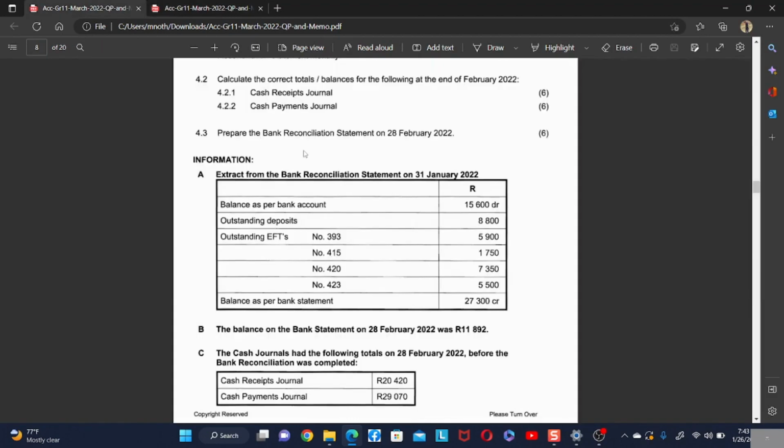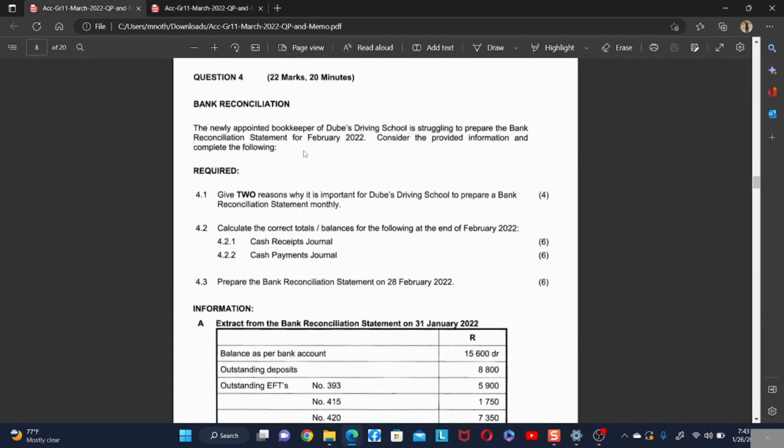Good day. So today we are going to do the bank reconciliation. The newly appointed bookkeeper of Due Driving School is struggling to prepare the bank reconciliation statement for February 2022. So in 4.2, we're told to do the CRJ and CPJ. In 4.3, we are doing the reconciliation.